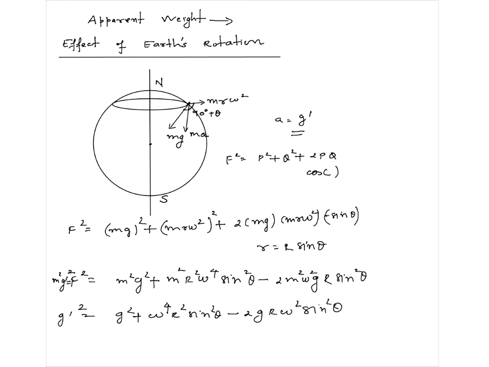Now you can tell mg, mr omega square, so you can tell the angle also at which ma will be there. Now, when is the effect the greatest? If we take sine square theta common here, in fact some more things can be taken common. Omega square can be taken common, r can be, and of course sine square can be. So we would have g minus omega square r, twice.